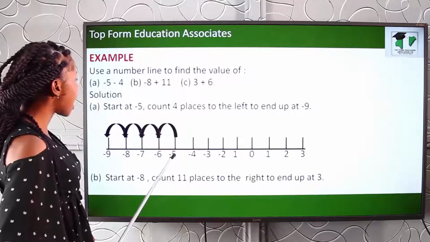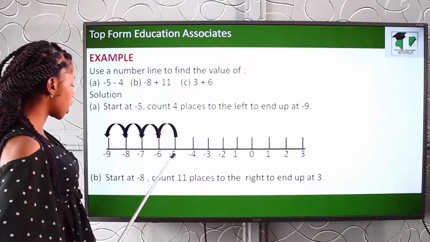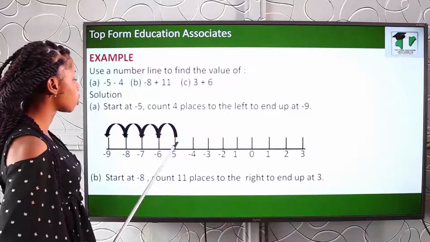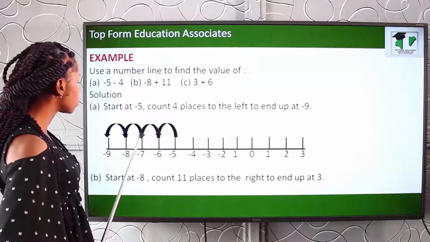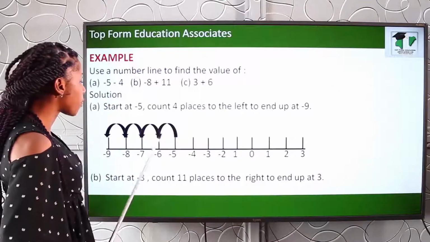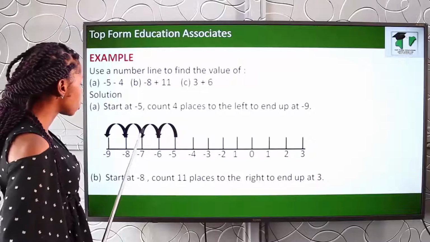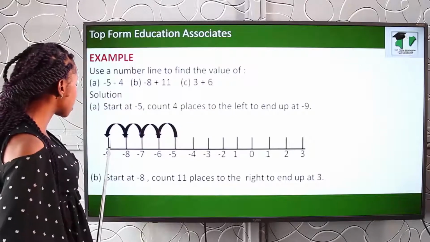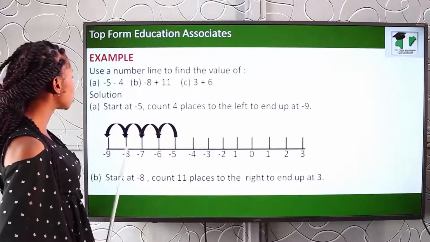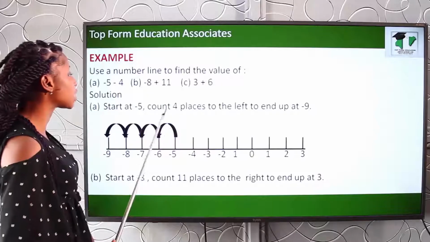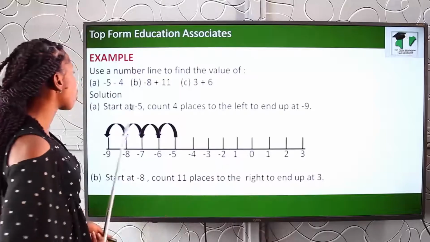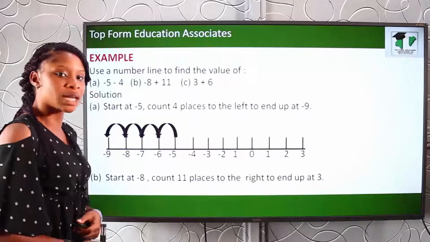Now, we start at minus 5. Then we count 4 places to the left. Let's count. 1, 2, 3, 4. Okay, let's go again. 1 from minus 5, 1, 2, 3, 4. So what's our answer? Minus 9. So how did we get minus 9? We started at minus 5 and we counted 4 places to the left, and the answer is minus 9. So therefore, minus 5 minus 4 is minus 9.